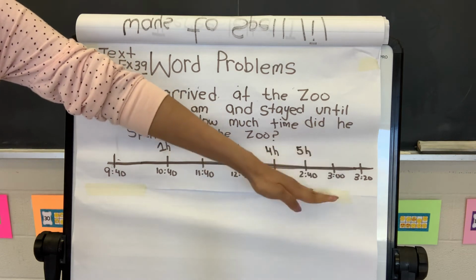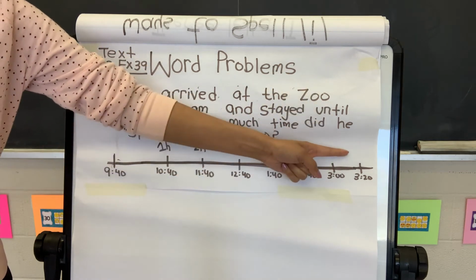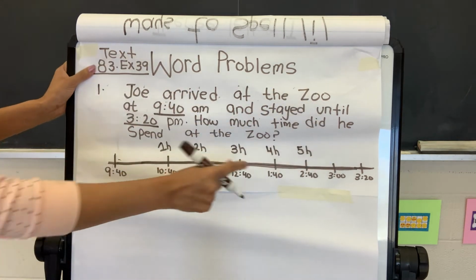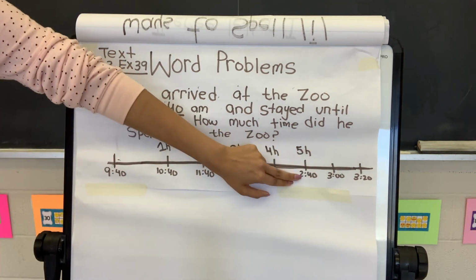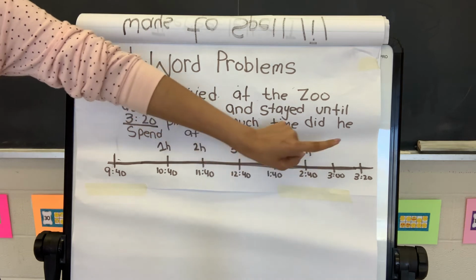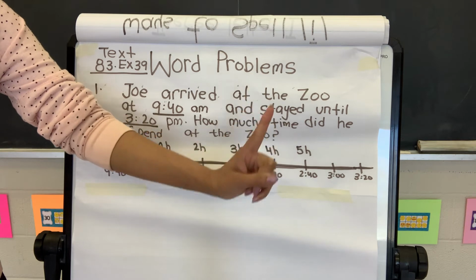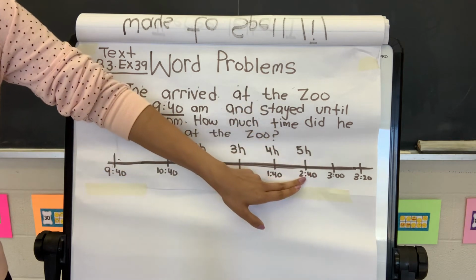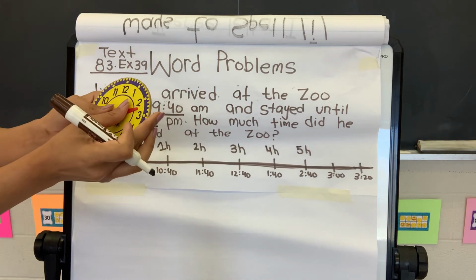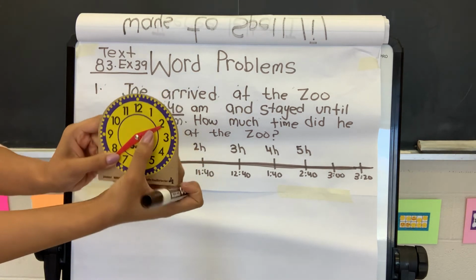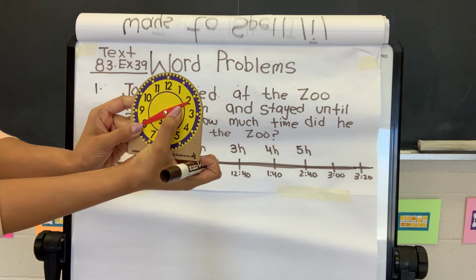If he had stayed until 3:40, then we would have had another hour, which would make it 6 hours. However, he stopped at 3:20. So now at 2:40, we know we won't have any more 60 minutes, so we won't have another hour. So now we need to see from 2:40. The small hand should be at 2 because that's the hour, and then 40 minutes.